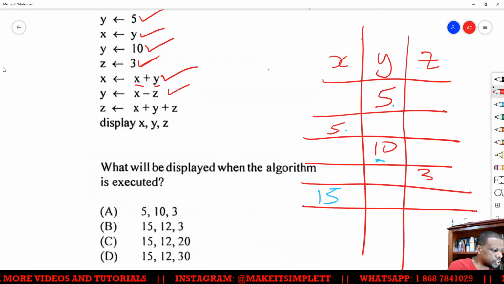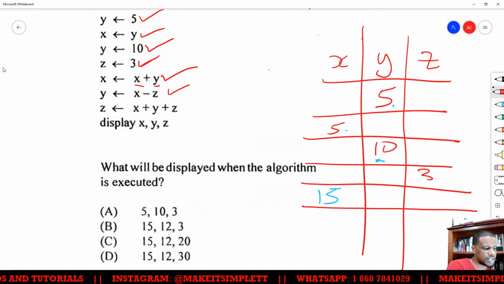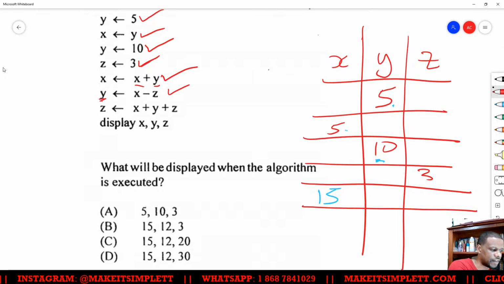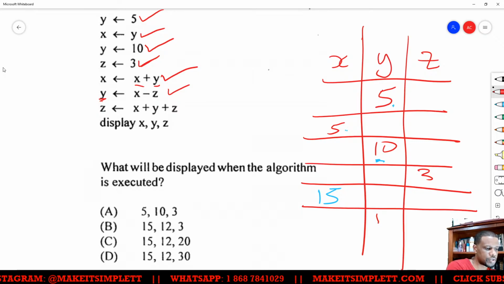Then we now reach this. Take what you have in x and subtract z from it. So what is in x is 15. 15 take away z is going to give me 12, and then I'm going to put that value inside y, so y becomes 12.